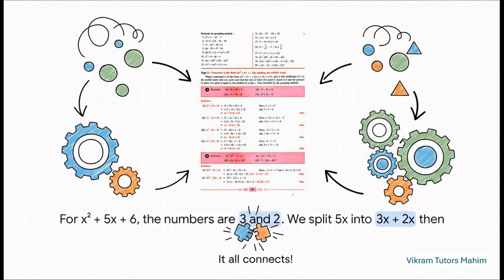Let's see it in action with x squared plus 5x plus 6. So we need 2 numbers that add to 5 and multiply to 6. And, yep, it's 3 and 2. So what we do is we use those numbers to split that middle term. The 5x becomes 3x plus 2x. And just look at that. We've turned our 3-term problem into a 4-term problem, which means we can solve it using the grouping method we just learned. See how it all connects?